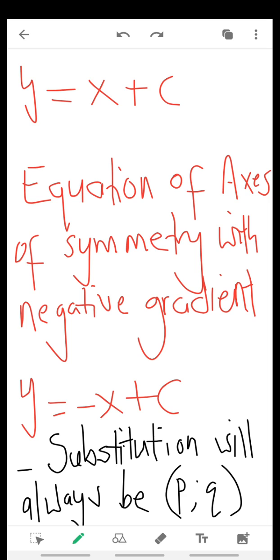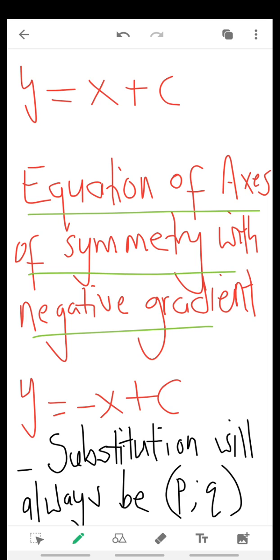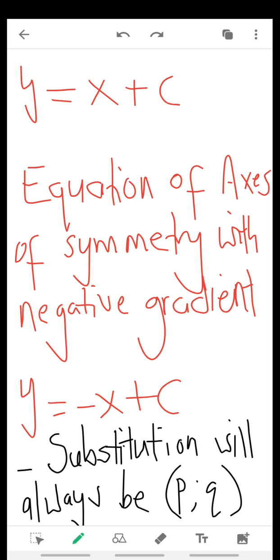You agree with me? Now, let us look at the equation of the axis of symmetry with the negative gradient. Remember, the gradient in this case will be m equals minus 1. Using the same equation of a straight line, we'll have y equals minus x plus c, where if you want c, we can substitute the values or the coordinates of the asymptotes.